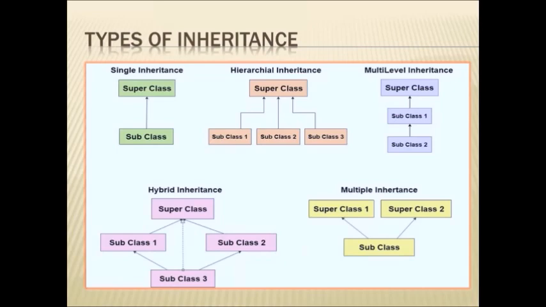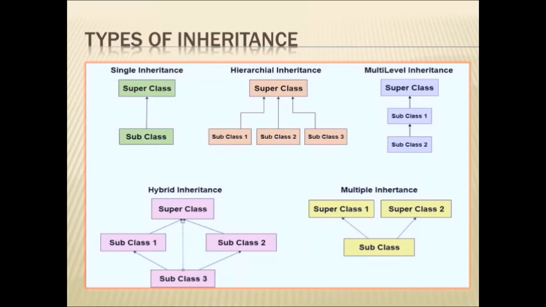So the single inheritance means only one superclass, one subclass. Hierarchical inheritance means one superclass, one or more subclasses. Multi-level means superclass, subclass 1, subclass 2. That is, for example, your father can inherit the properties from your grandfather. So you have to inherit some properties from your father. That is the case for multi-level inheritance.